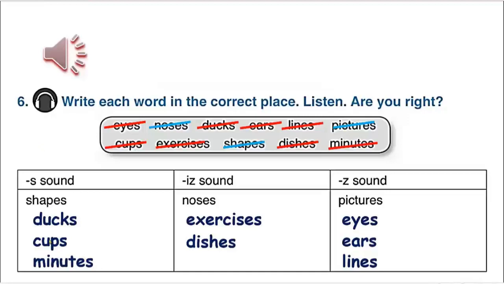Okay. Shapes, ducks, cups, minutes. The final S is pronounced S. Noses, exercises, dishes. The final S is pronounced IZ. Okay. Pictures, eyes, ears, lines. The final S is pronounced Z.